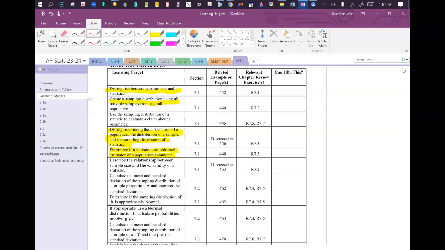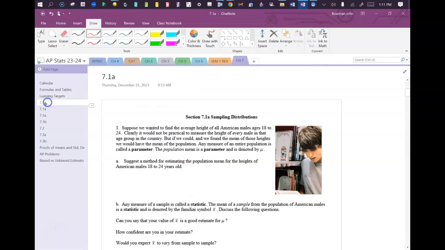We've talked very much about populations versus samples throughout first semester. We are going to introduce a new type of distribution called a sampling distribution and talk about some of its properties. And then we're going to finally determine if a statistic is an unbiased estimator of a population parameter by using the sampling distribution. So without any further ado, let's get started.